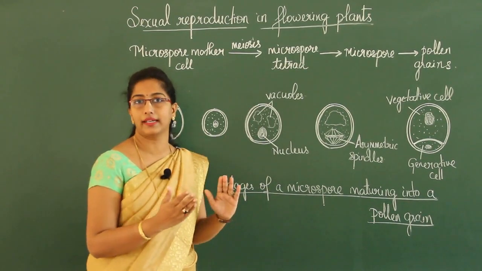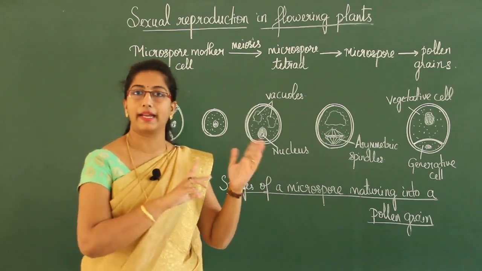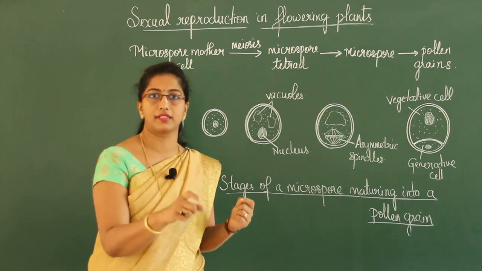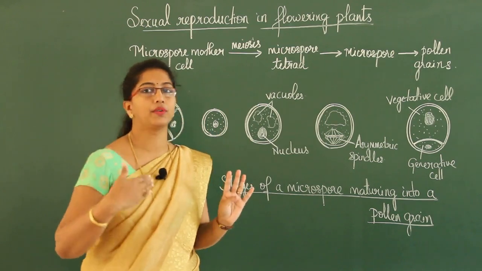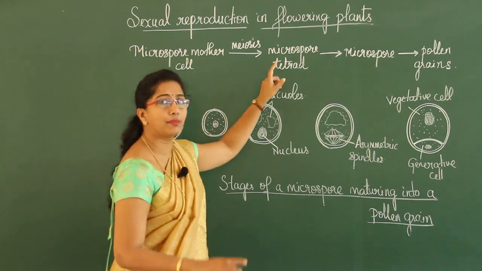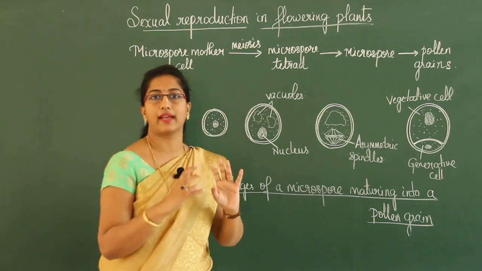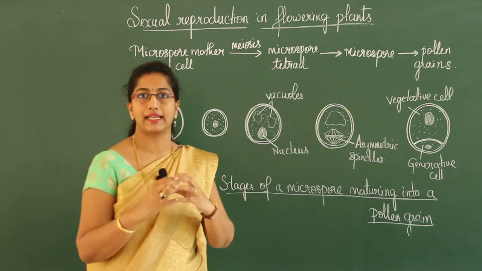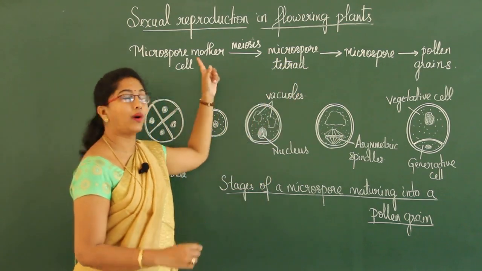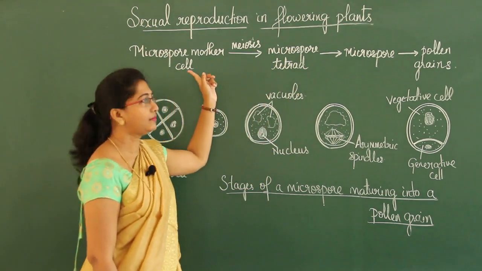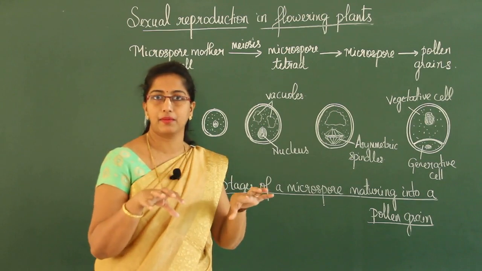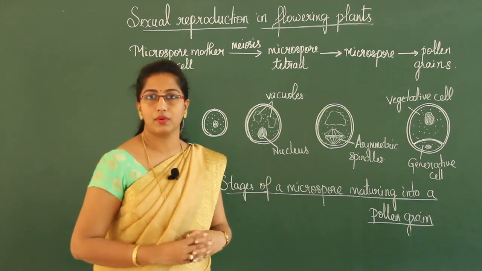I hope you can recall that we studied this in the previous year's chapter about mitosis and meiosis. Meiosis is one diploid cell undergoing cell division and producing 4 daughter cells. So here also, since this cell is undergoing meiosis, the microspores formed are actually 4 cells together, a bunch of 4 cells which we call a microspore tetrad. So 4 microspores are produced from one microspore mother cell. Immediately they don't separate from each other; they are together as a microspore tetrad.